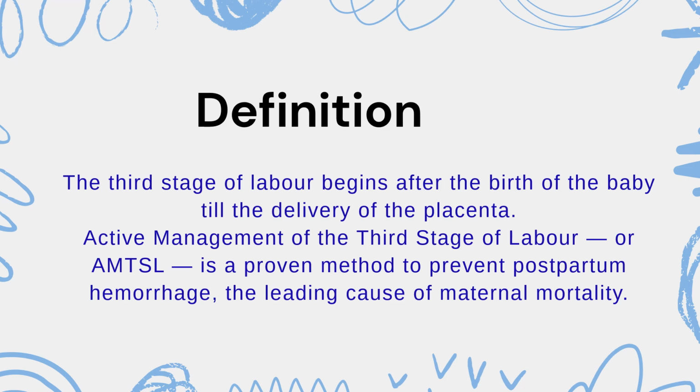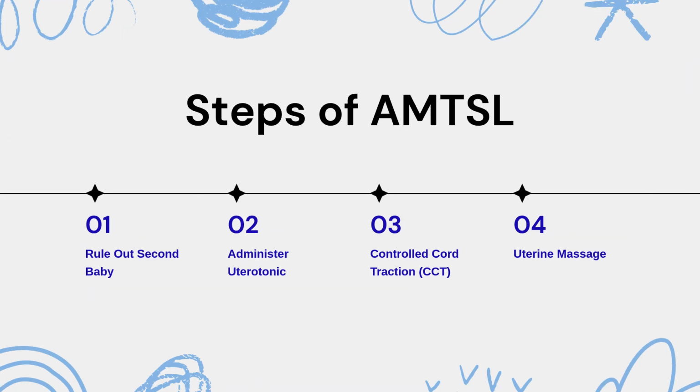Okay, and why is it important? Because it has been shown that if we do this method properly, the chances of postpartum hemorrhage are extremely low. Okay, so there are four steps of AMTSL. First is rule out second baby. Second is administer uterotonic drugs. Three is control cord traction, and four is uterine massage. We will learn these one by one in the further slides.